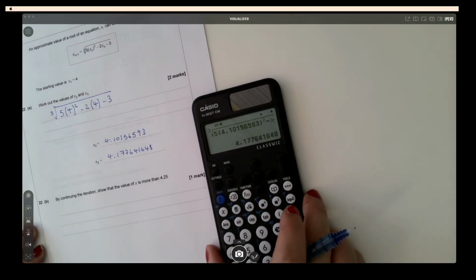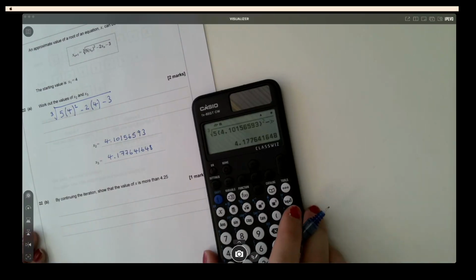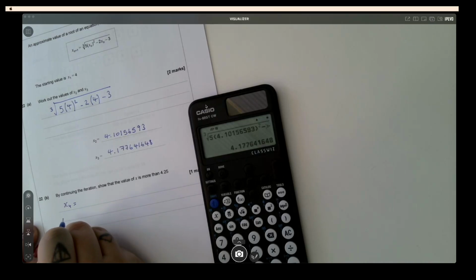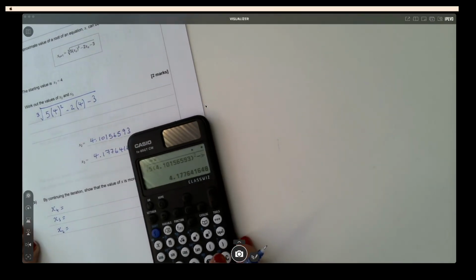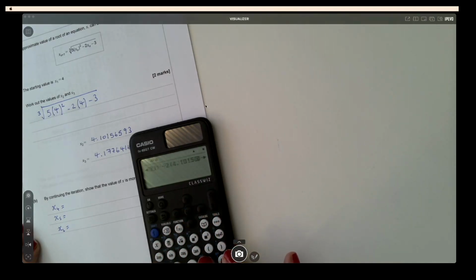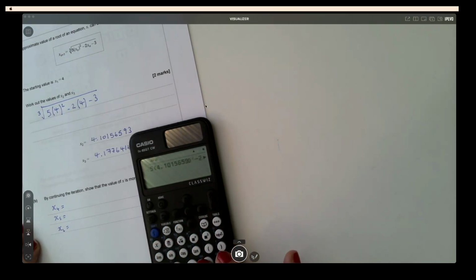22b. By continuing the iteration, show that the value of x is more than 4.25. Okay, so to continue it, we're going to find x4, x5, x6. Let's see what they give us. Now, to make our life easier, this answer that's stored, we're going to go back to this, delete the previous answer that we put in. I'm going to press our answer button, and then it'll use the last answer that we generated, so we don't have to keep typing those values in.